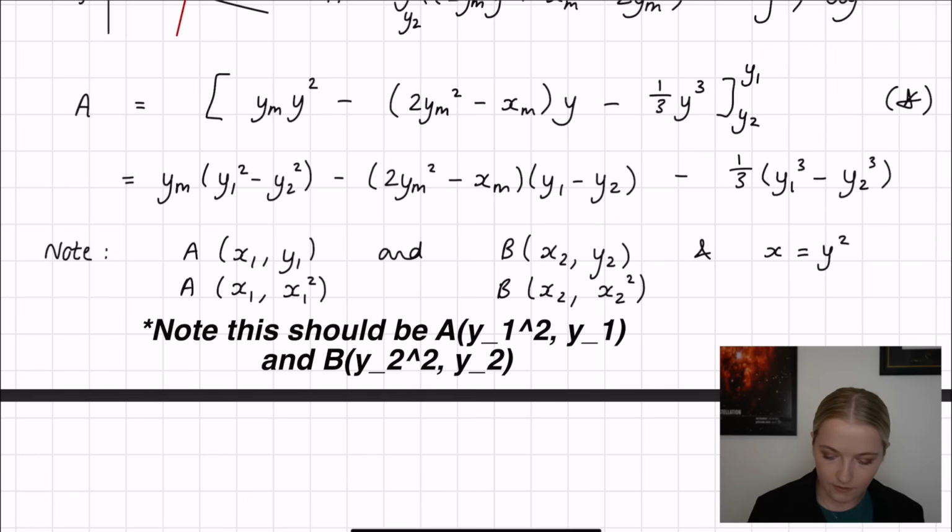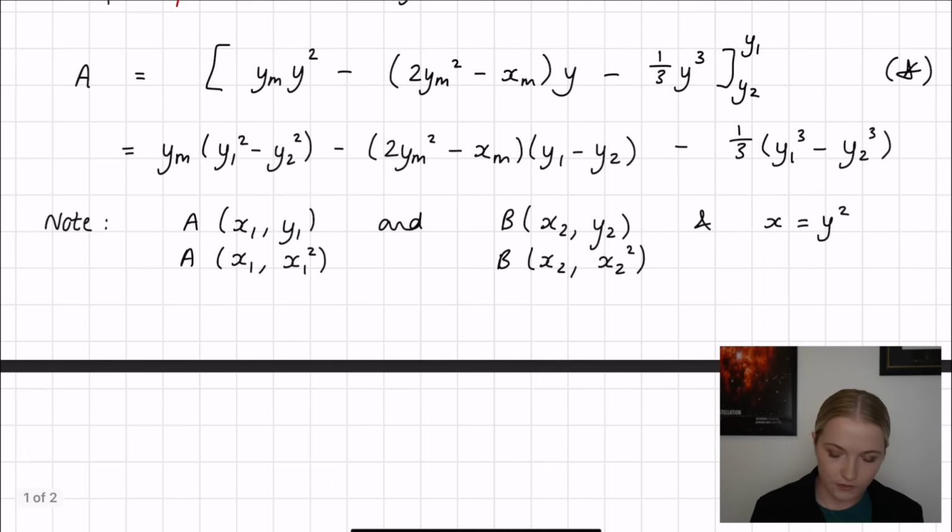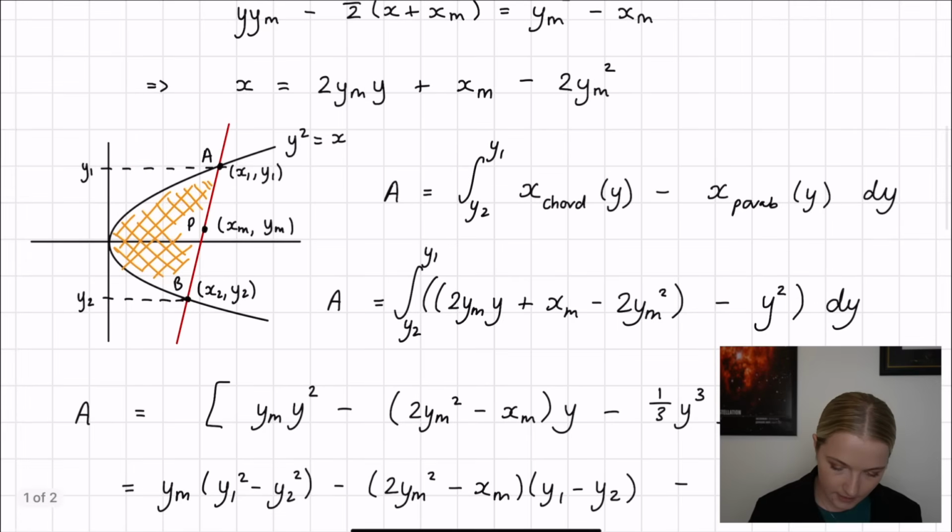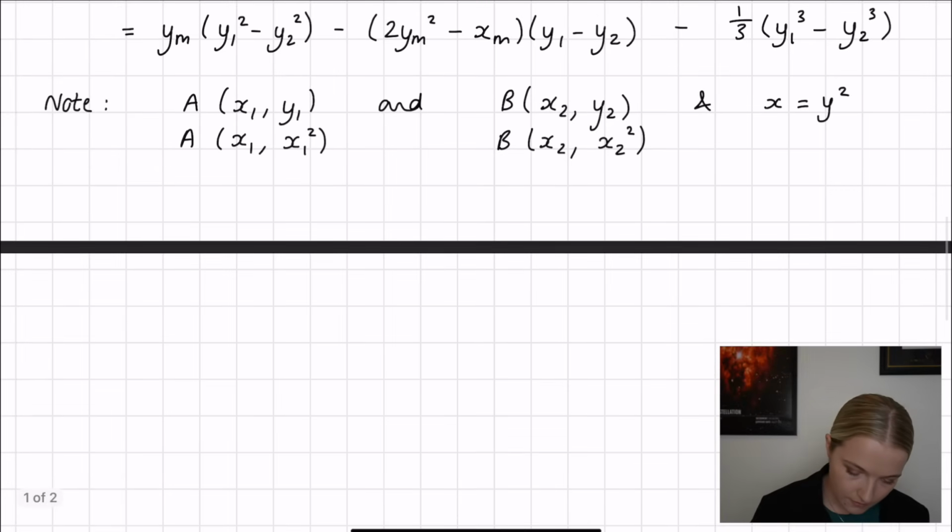And that's just using the fact that we have a parabola here. Now, we can also say, well, we have the midpoint here, P, so we can write some expressions in terms of P, because we know that x1 plus x2 divided by 2 would give us xm. So, I'm going to write it on here.